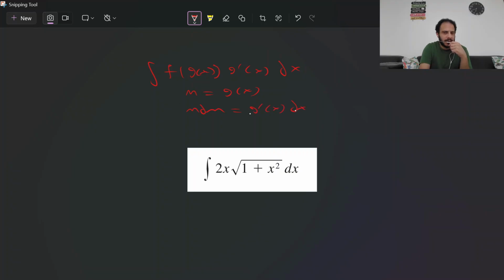You differentiate both sides. The m side gets dm, the x side gets dx. Okay? Then the integral becomes what? Here not m dm, 1 dm, because the derivative of m is just 1. So dm. So the integral becomes integral of f of m, then g prime of x dx equals dm. Good? Do you understand this?